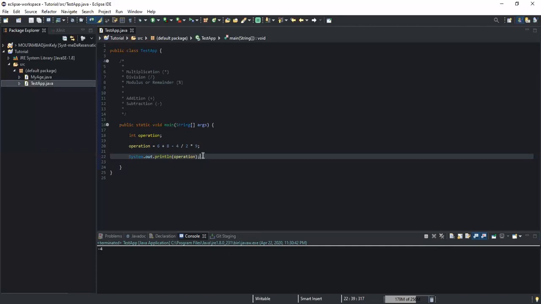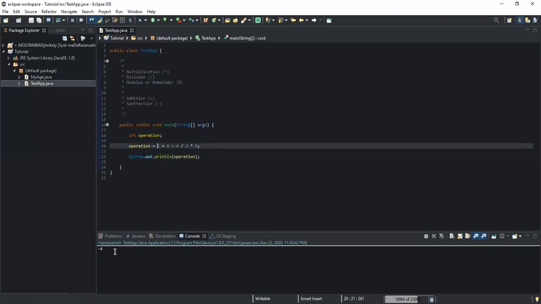Why are we having -4? It is because 4 divided by 2 is 2, and then it multiplied 2 by 9, it gives 18. So 6 plus 8 minus 18 will give us -4. So it has respected the two rules of the order of precedence.